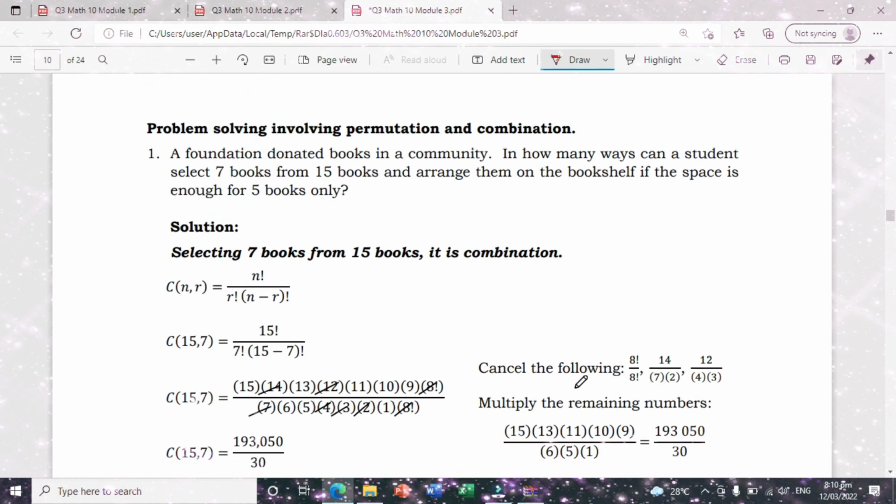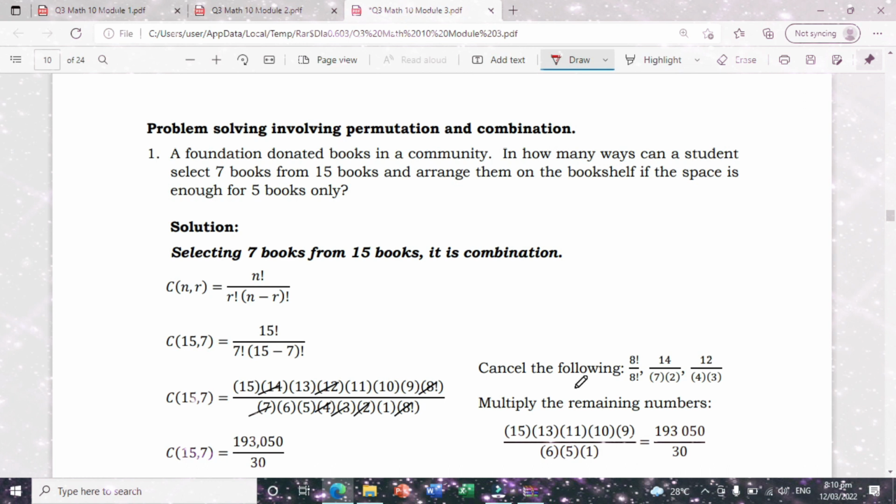Okay, so problem number 1. A foundation donated books in a community. In how many ways can a student select 7 books from 15 books and arrange them on a bookshelf if the space is enough for 5 books only?